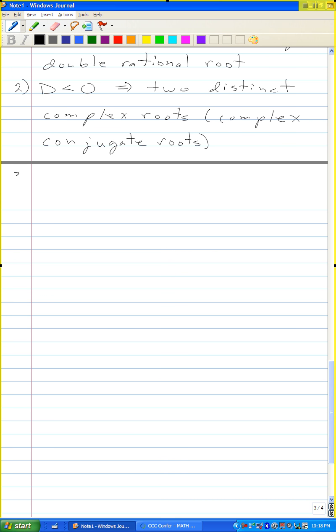Third case is the discriminant is greater than zero. So you're adding and subtracting the square root of something that's positive, and so you'll get two distinct real roots.